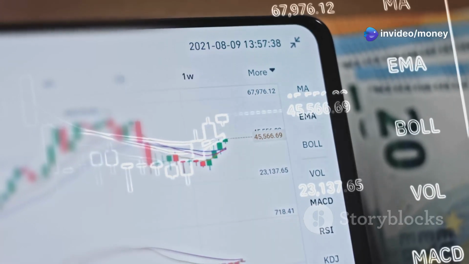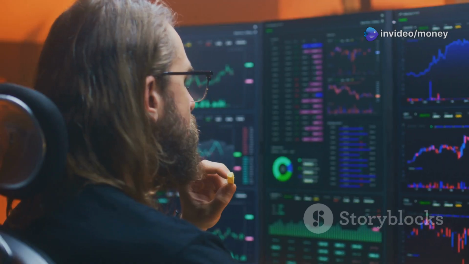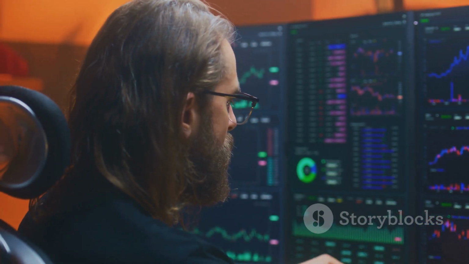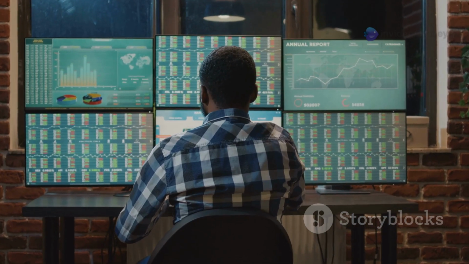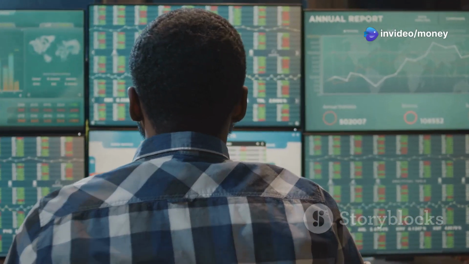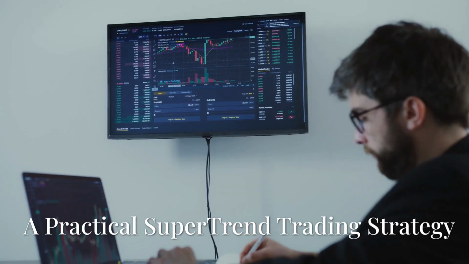During periods of sideways price movement, the indicator can generate false signals. Over-reliance on a single indicator. Relying solely on the SuperTrend without considering other factors can be risky. Despite its limitations, the SuperTrend indicator can be a valuable tool for traders when used correctly and in conjunction with other analysis techniques.